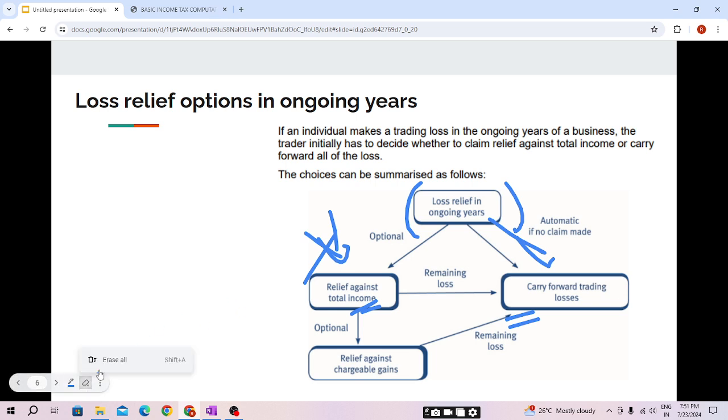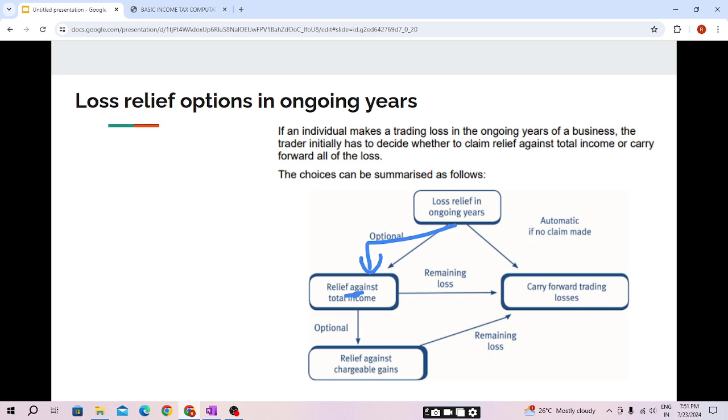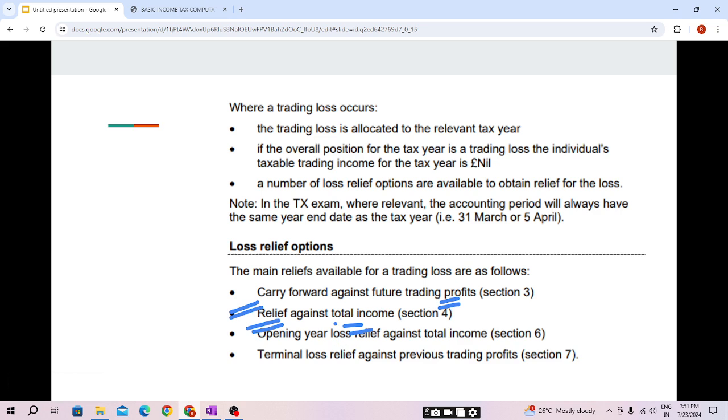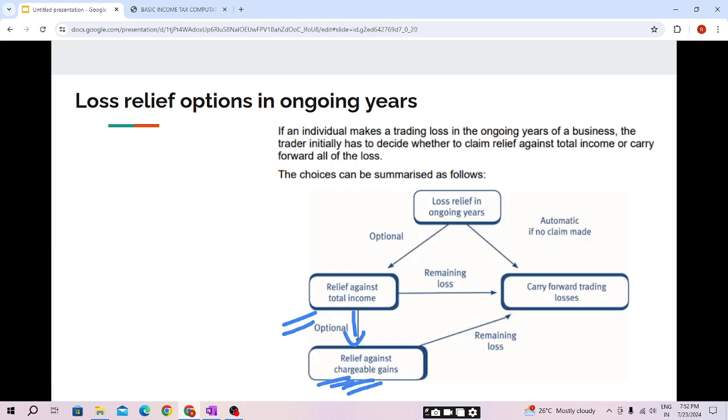If I, as an individual, claim the relief against total income and my loss amount is more, but I have set off against the total income, and more loss is there, the remaining loss can be carried forward. One more option is that students, if I opt to set off the loss against the total income, and now I have more loss, then I can set off against the chargeable gains, because the relief mentioned here is total income. In total income, the capital gains also will come.